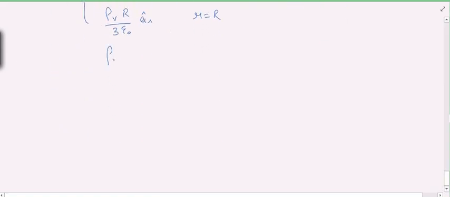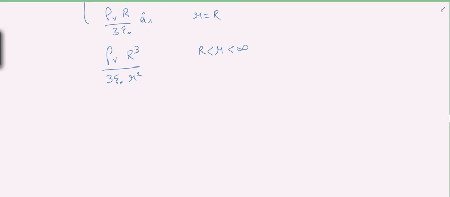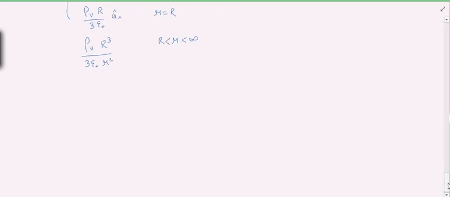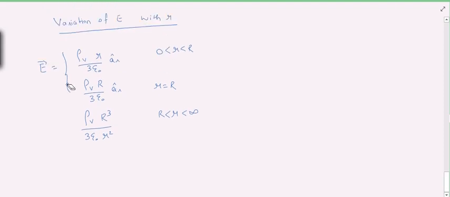Now for the final value, that is r varying from capital R to infinite, it was rho v into r cube by 3 epsilon naught r square. You see here. Now I want to plot this on the graph so that I can see how the E varies with the radius.